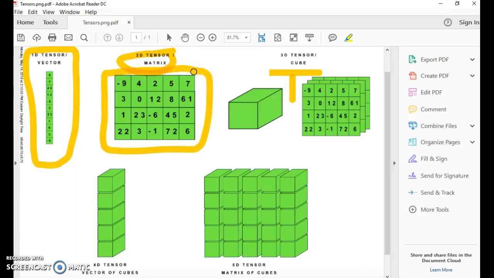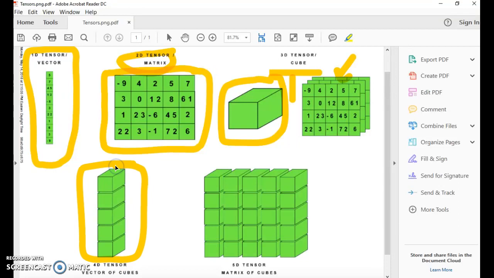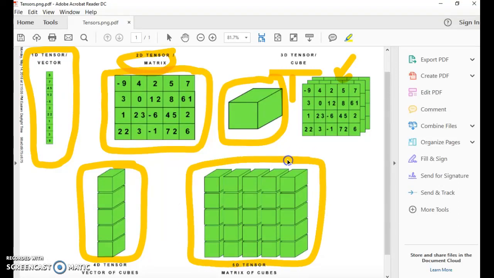Now, if we want to get to a 3D tensor, or a tensor cube, if you will, it's what we see here. And what that is, is where we stack these matrices on top of each other. And what we get is a cube. If we take these cubes and stack them on top of each other, we get what's called a 4D tensor, or a vector of cubes. And then lastly, if we take these 4D tensors and line them up into a matrix, we get a 5D tensor, a matrix of cubes, where you could get all kinds of scalar information that we can turn into vector information.